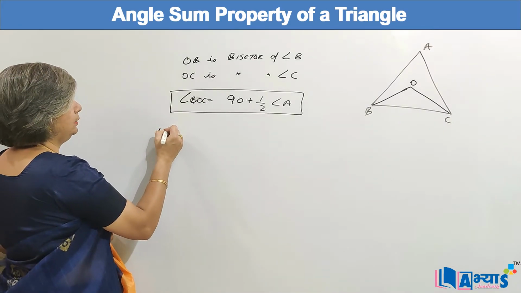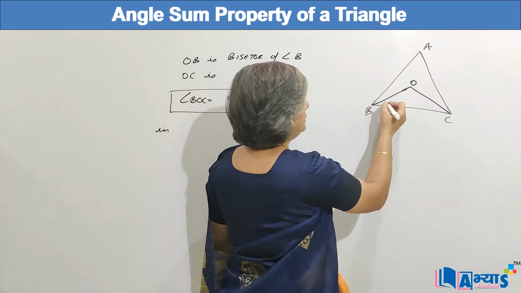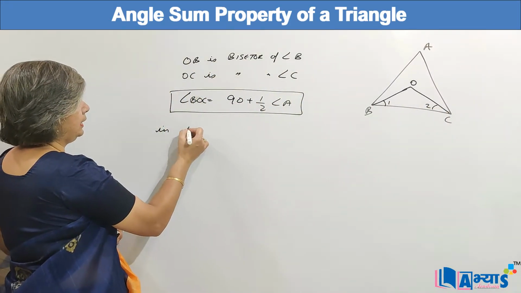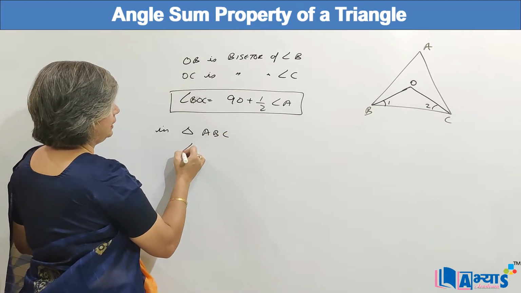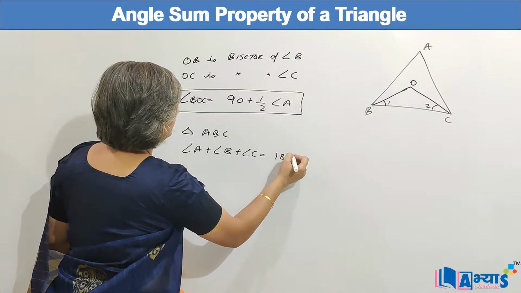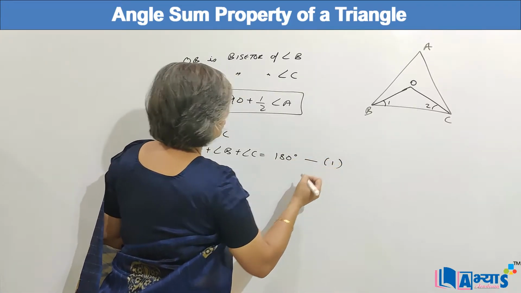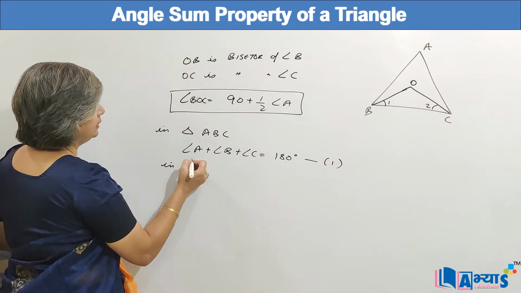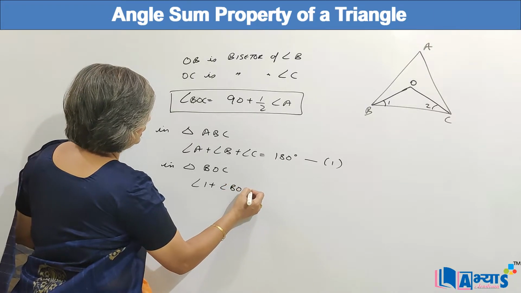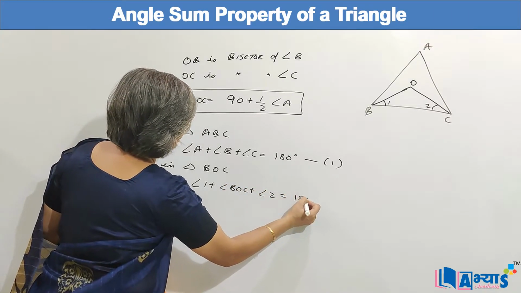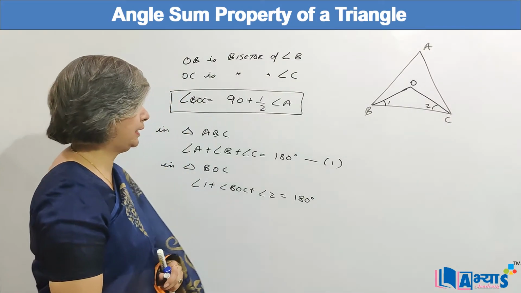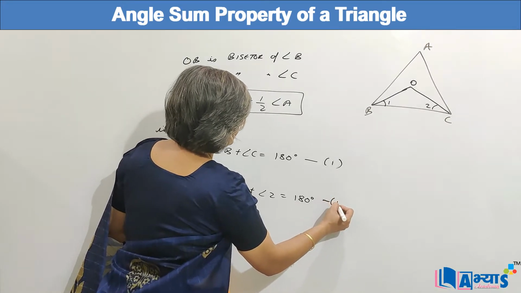So in triangle, let us first name the angles. Let this be angle 1 and this be angle 2. So in triangle ABC, angle A plus angle B plus angle C is equal to 180 degree. Let us mark it as equation 1. In triangle BOC, angle 1 plus angle BOC plus angle 2 is equal to 180 degree, because BOC is a triangle, so sum of angles of a triangle is 180 degree. Let us mark it as equation 2.